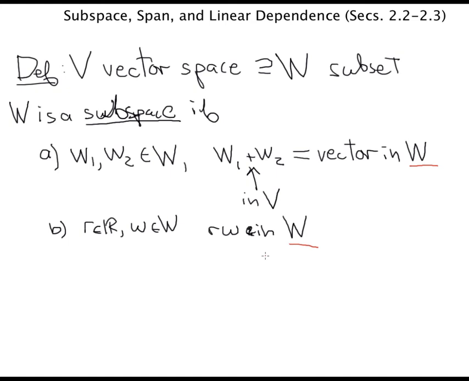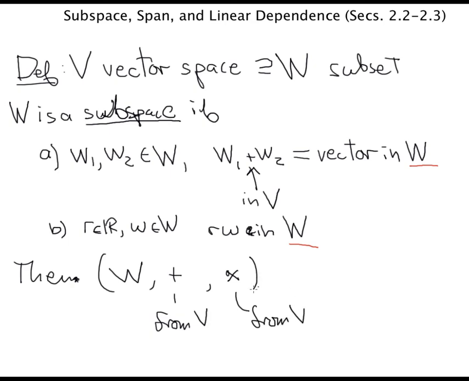And well, that's in some sense a lemma or a proposition and not a definition, but it's true, and you can take this to be the definition. This is proposition 2.9 in the book, and all I'm saying is that if this holds, then if you take W with addition from V and scalar multiplication also from V, this itself is a vector space.